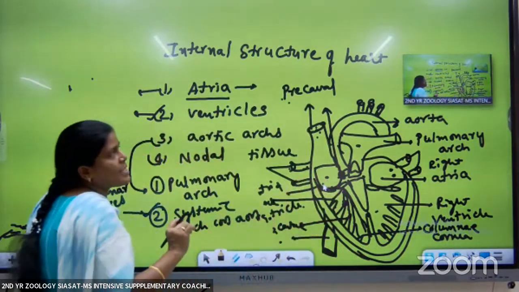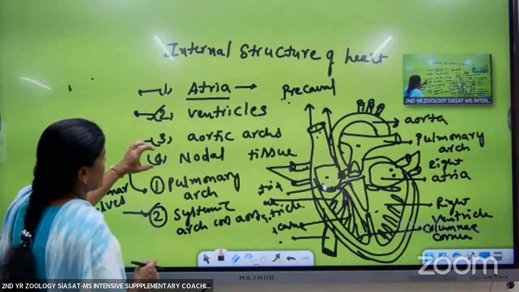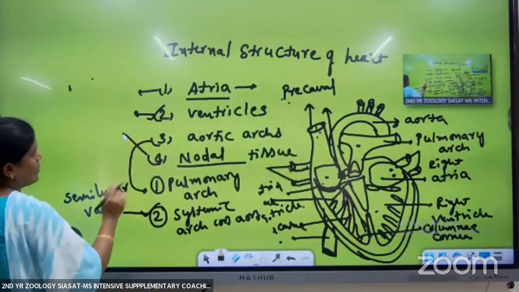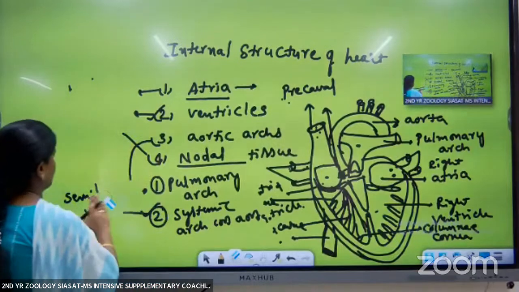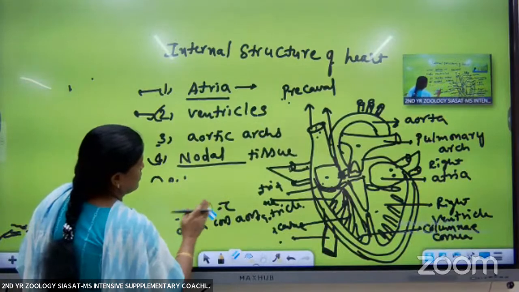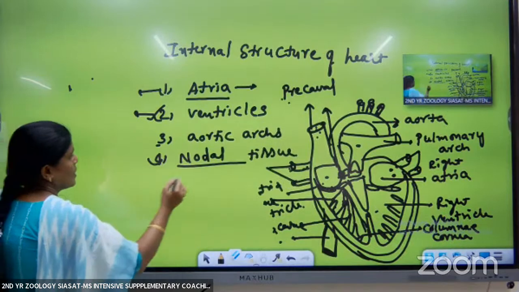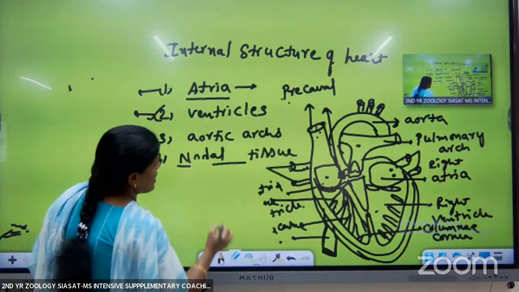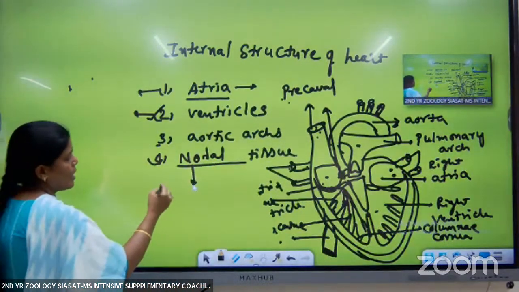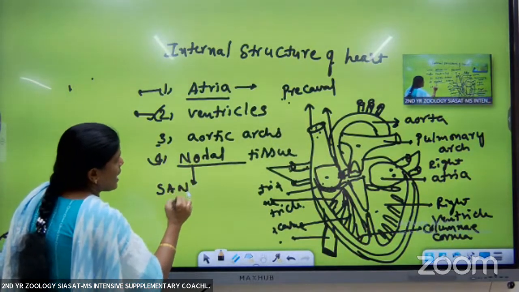At that place, one valve is present. That valve is called the Thebesian valve. The last one is the nodal tissue. The nodal tissue has two specialized cardiac muscles present. They are called the SAN and the AVN.